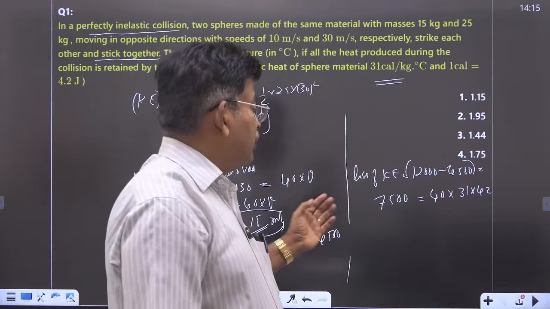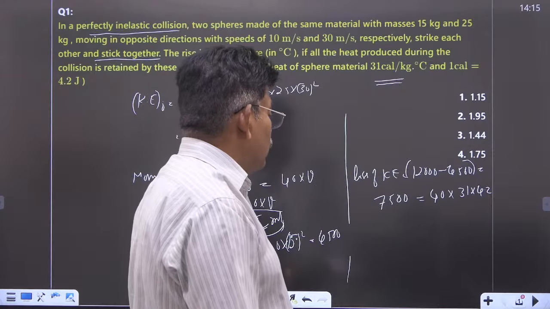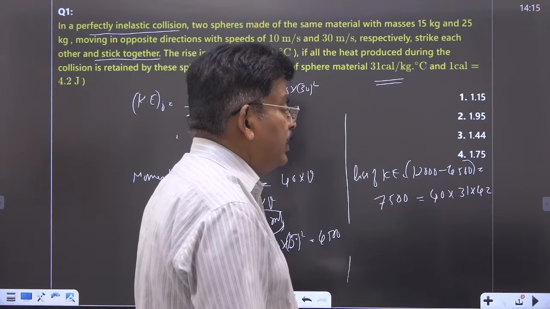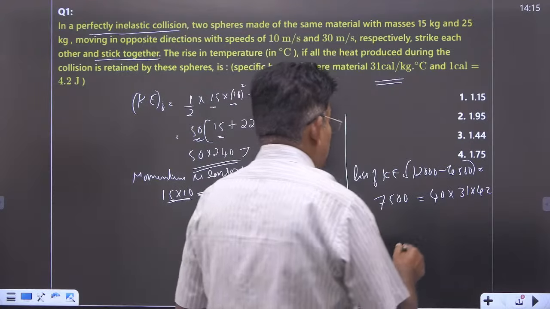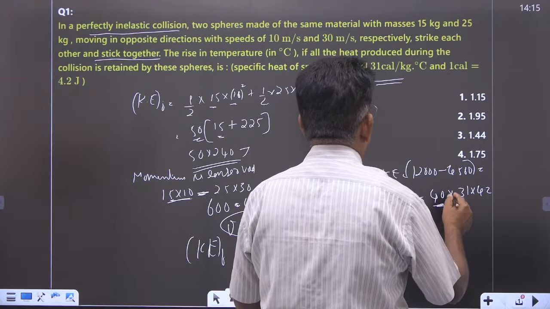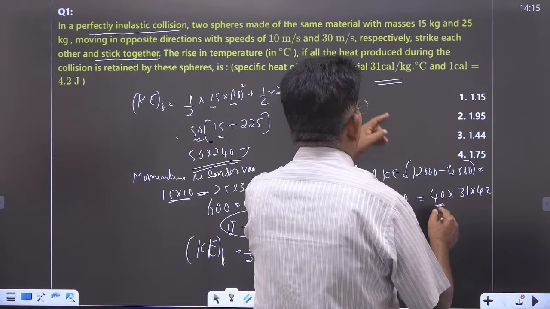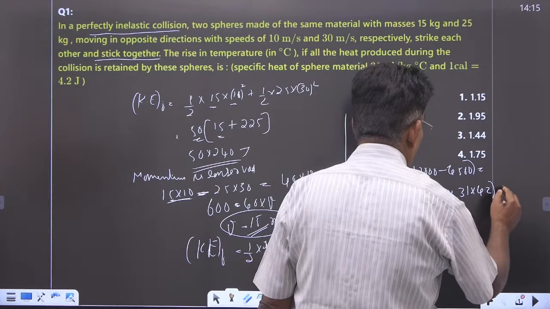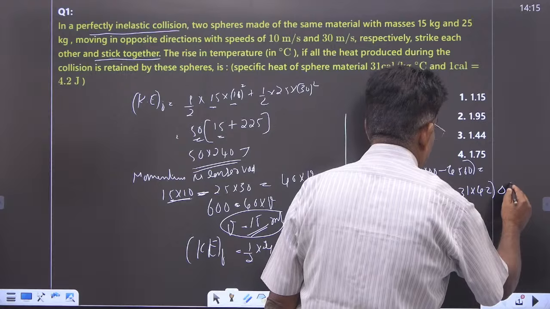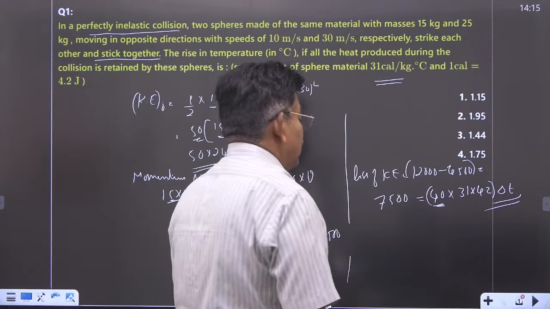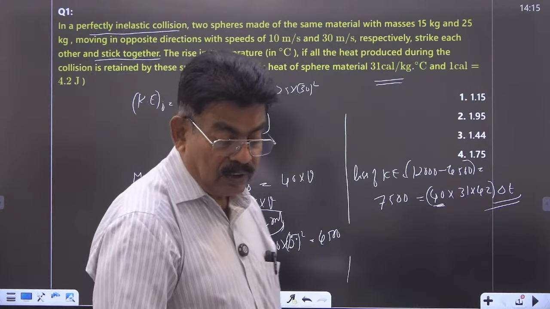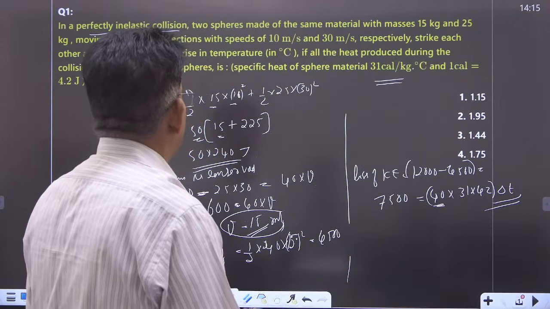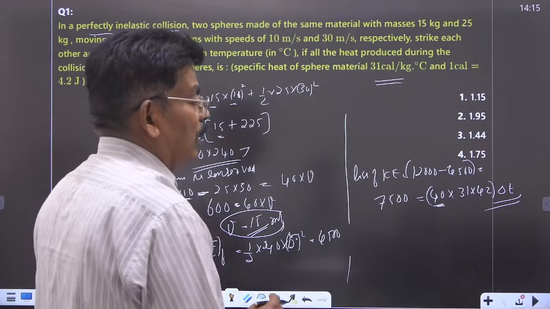Here on the left hand side, we are getting 7,500 joules. So here we have to get in joules, and at the same time mass must be in kilogram. So we have to take specific heat in joules per kilogram. So 31 calories I converted into 4.2, into difference of temperature. So from that, I'll be getting the difference of temperature. Answer is coming to be 1.44. Yes, you can work it out. I'm not going for the final answer. Then this is a method.